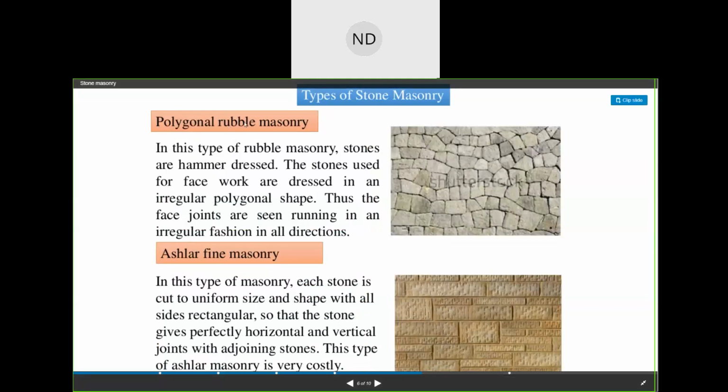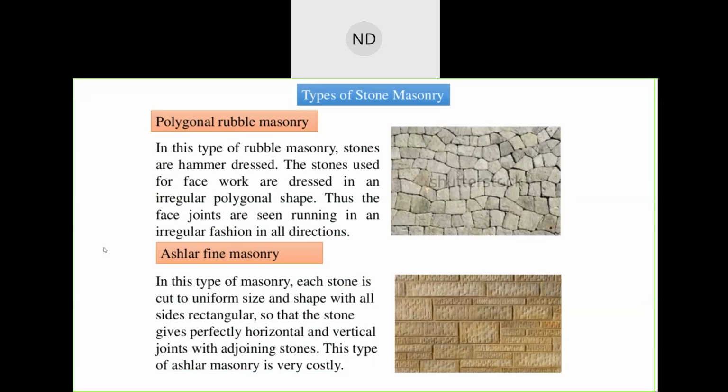Another kind of rubble masonry is the polygonal type of rubble masonry. So what is polygonal rubble masonry? In this type of rubble masonry, stones are hammered and dressed, but you see here the stones which are used for face work are dressed in an irregular polygonal style. These are also in a sequence, but with different sized stones. Thus the face joints are seen running in an irregular fashion.